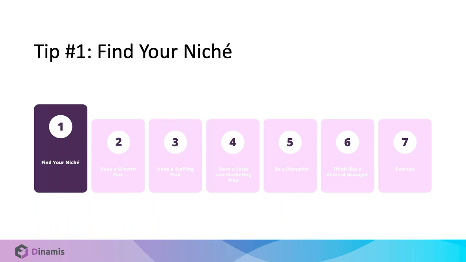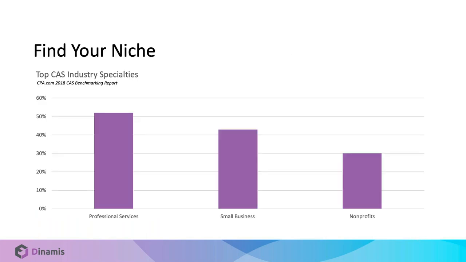The first of the 7 tips that I'm suggesting for you is finding your niche. I will refer a lot to CPA.com because they have really been a leading force in getting CPAs and CPA firms engaged in the client accounting services arena. If you are running or contemplating starting a CAS practice, I strongly recommend that you attend some of their workshops. They have a 2-day workshop. They also have tons of reference materials on the CPA.com website.